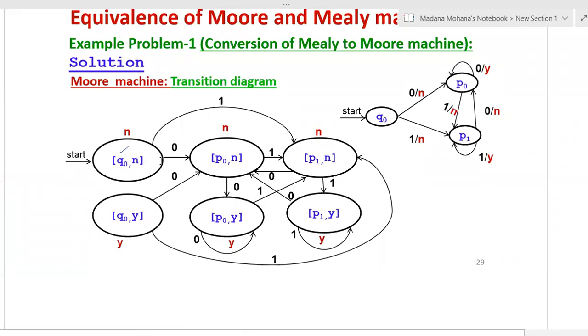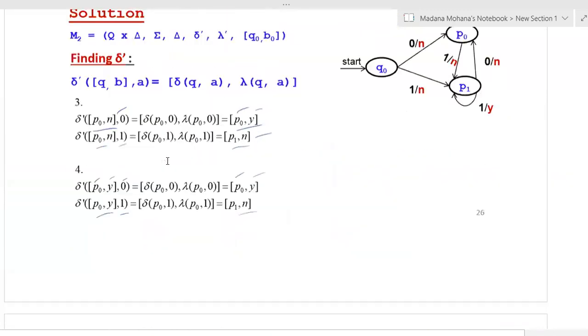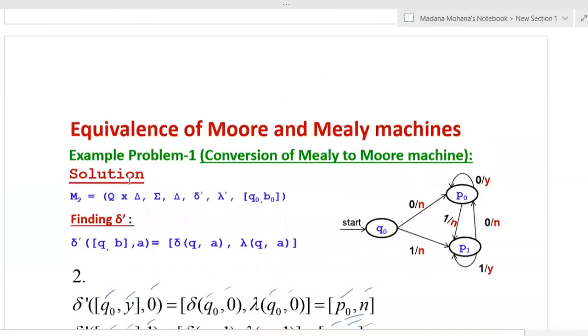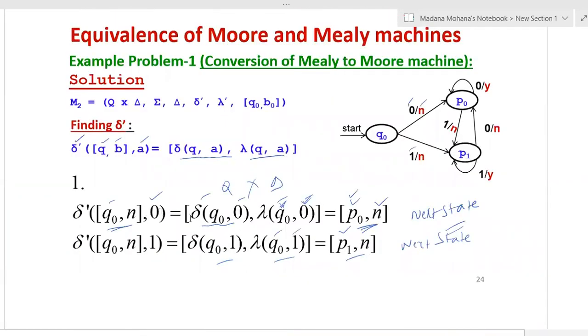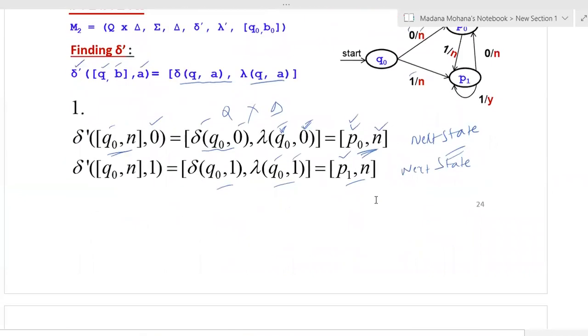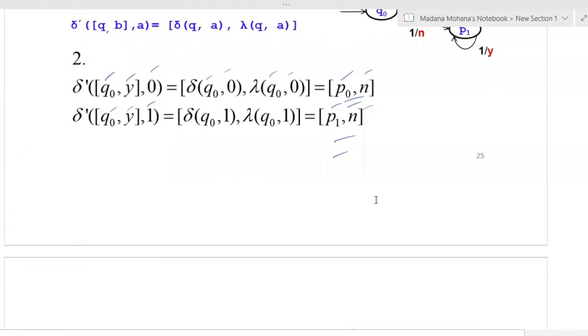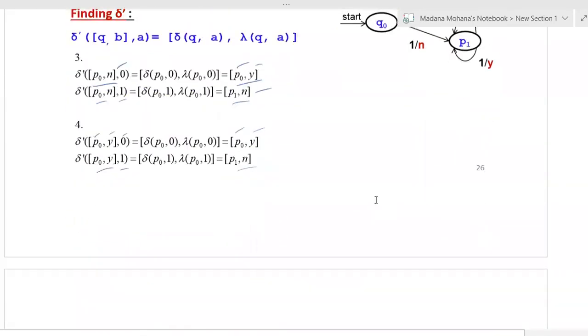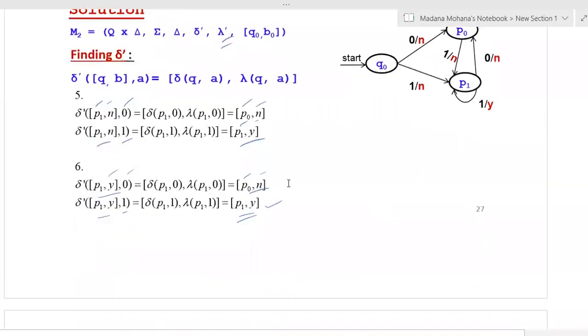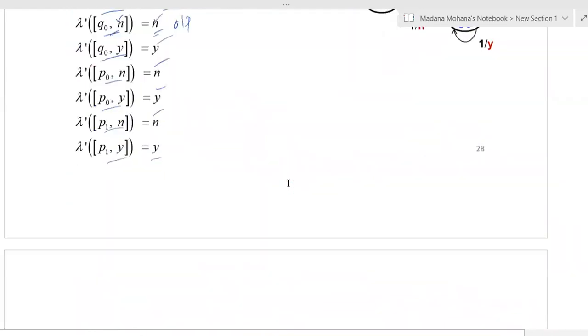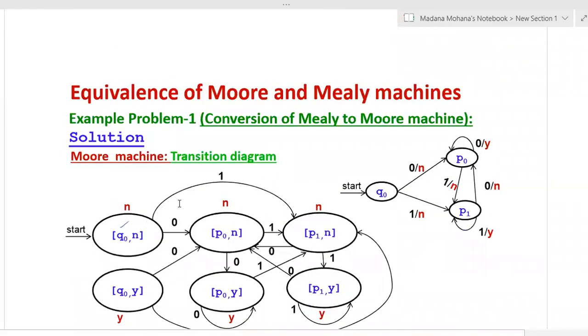So q naught n on 0. You can go back and check the transitions. The first state is q naught n on 0, and it is going to p naught comma n. Now, like our NFA with epsilon to DFA method, where we assumed states as set names, here the pair can be treated as a single state. So q naught n on 0 goes to p naught n, and q naught n on 1 goes to p1 n. You can see the above transitions and draw them.